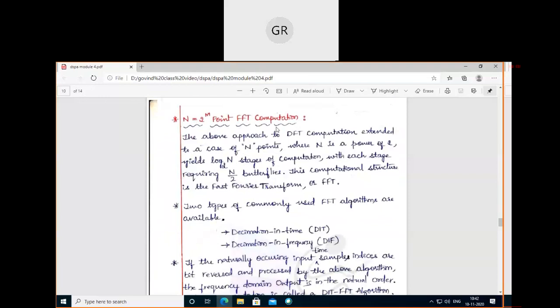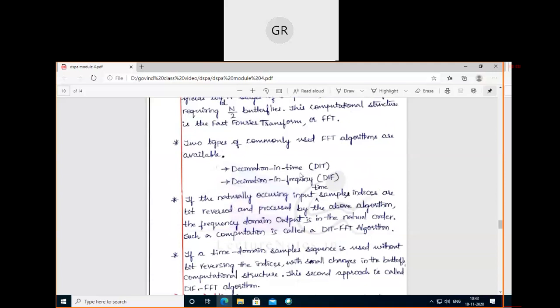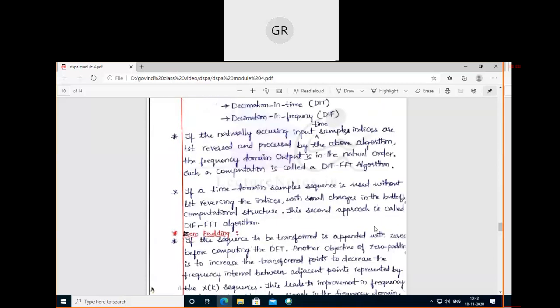And we also discussed the N equal to 2 raised to m point FFT computation. There are two types of FFT algorithms: decimation in time and decimation in frequency. What is decimation in time? Inputs are in bit reverse order and outputs are in sequence. The naturally occurring input time samples indices are bit reversed and processed by the above algorithm. The frequency domain output is in the natural order. Such a computation is called the DIT FFT algorithm, decimation in time fast Fourier transform algorithm.